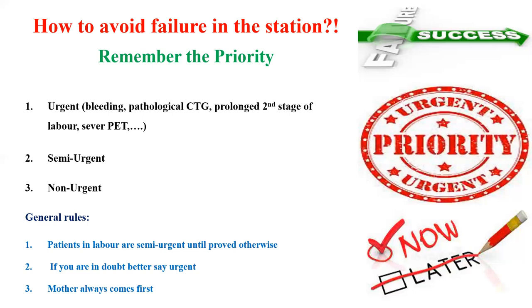If you have two patients, and in one of them there is maternal compromise, a condition that may affect the mother's life, like severe antepartum hemorrhage or severe postpartum hemorrhage, and there is another room where you have a pathological CTG, which room will you go to first? You will go to the mother, because saving the mother's life takes priority over the baby. So these are the general rules for priority. If you remember these rules, I think you will avoid failure in this station.